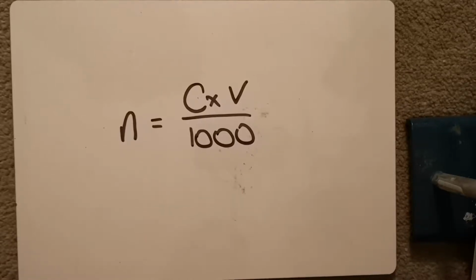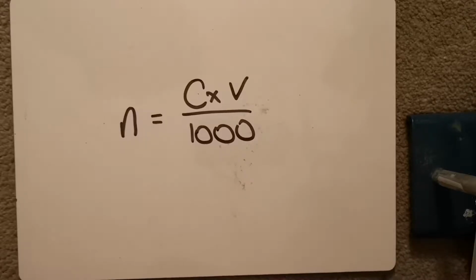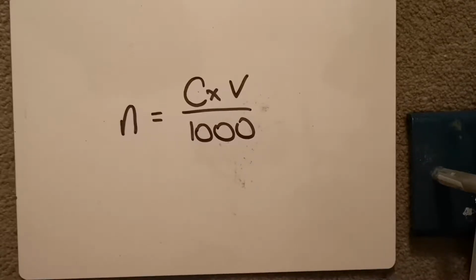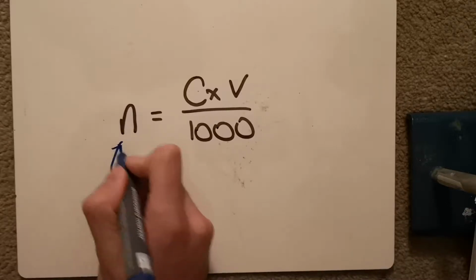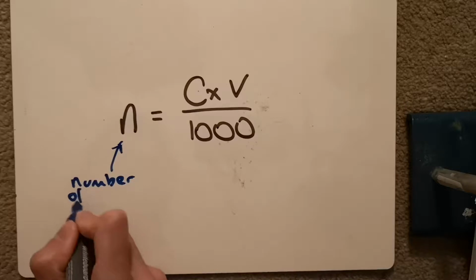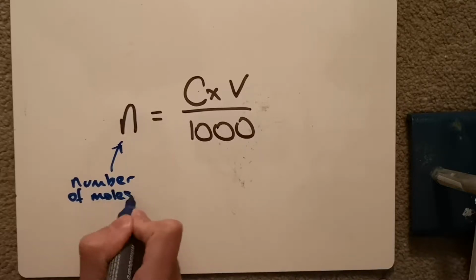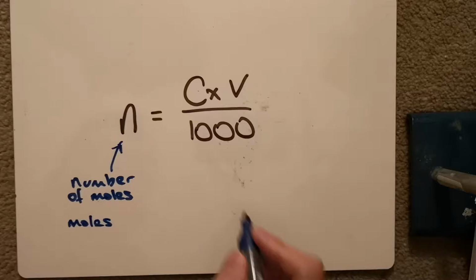Okay, so this video is going to look at the second of our calculations, which is this one, n equals c times v over 1,000. So the first thing we'll do is look at what each of these means. n here is our number of moles. Remember from that first video, number of moles is the number of particles, and its units are moles.